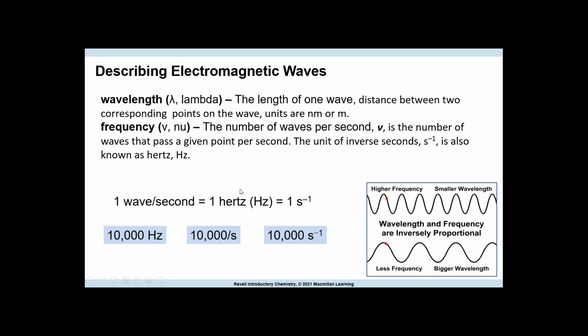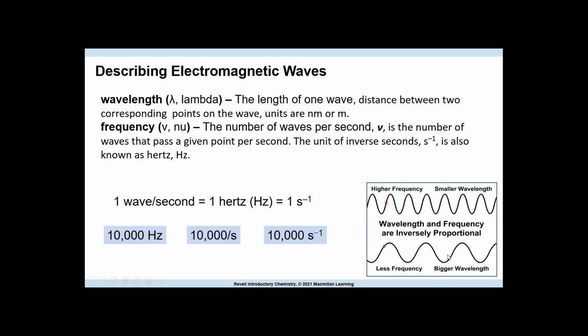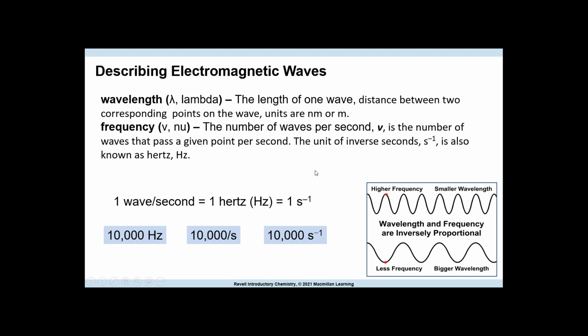Okay, so describing electromagnetic waves. So I already showed the slide, but now we're going to cover it. Wavelength is the length of one wave. You measure one point to the next point. So if I measure here to here, then we can determine some information about that. Nanometers. For instance, the distance between these is going to be a lot bigger than the distance between these. So we can measure that in nanometers.